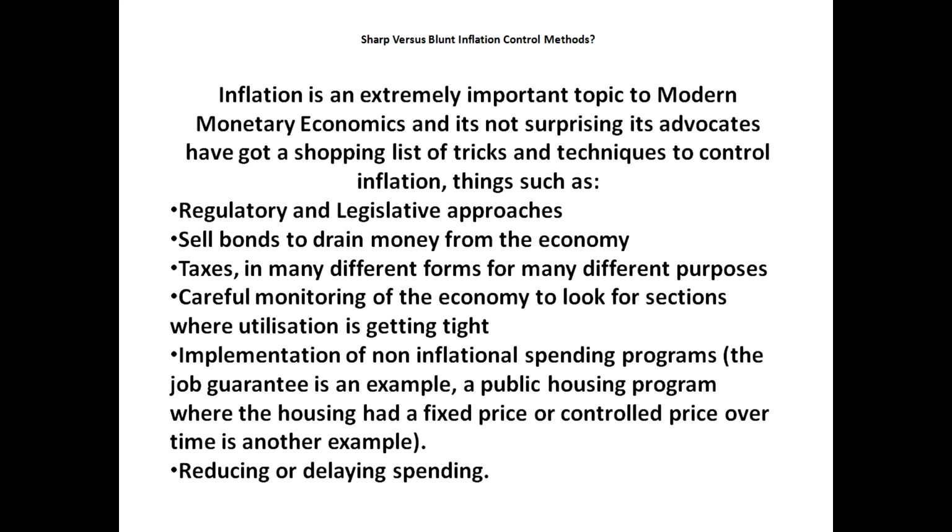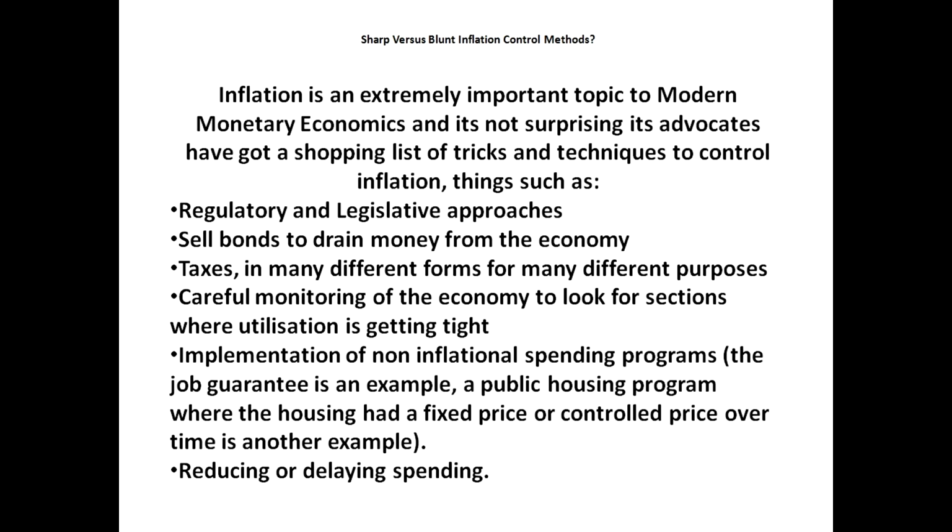So they use regulatory approaches, which force spending to particular areas. They've advocated selling bonds to drain money from the economy, which I'll talk about a bit later in a section on bonds and interest rates. Taxes, in many different forms, are also a way to control where the money goes or drag money out. As well, with the modern information gathering departments that most developed economies have, like the Bureau of Statistics, we're not flying blind. We have plenty of information coming in on where utilisation might be getting tight, and we can react to that.